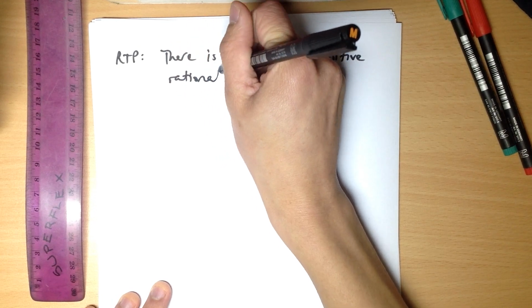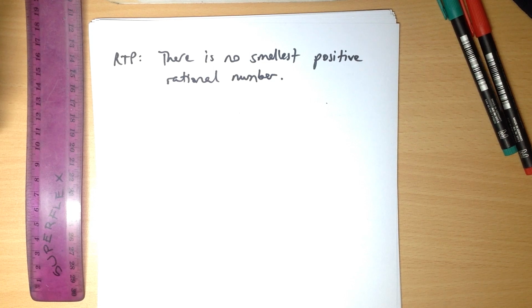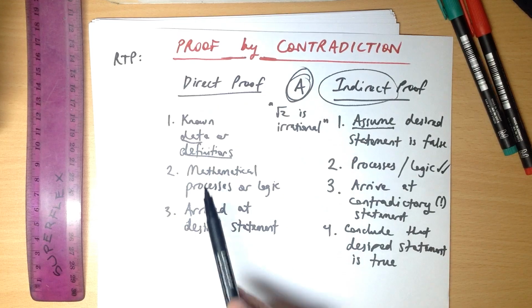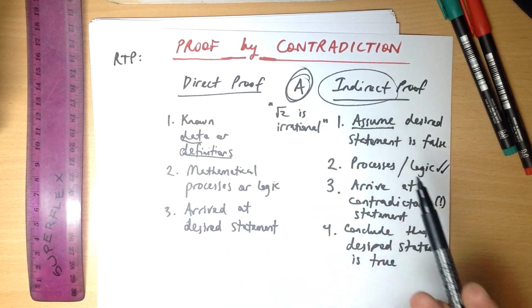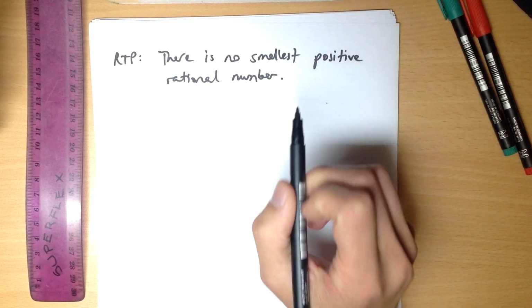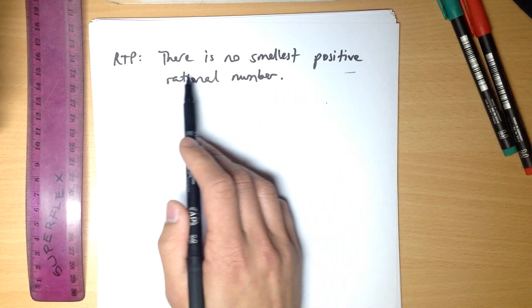Now, this is interesting. You can see why it might be approached by a proof by contradiction, because it's like, well, where would you even begin if you were to do a direct proof? Like, what known data or definitions would be a good starting point? So what we're going to do is think about what would happen. This is step 1: what would happen if this were false?